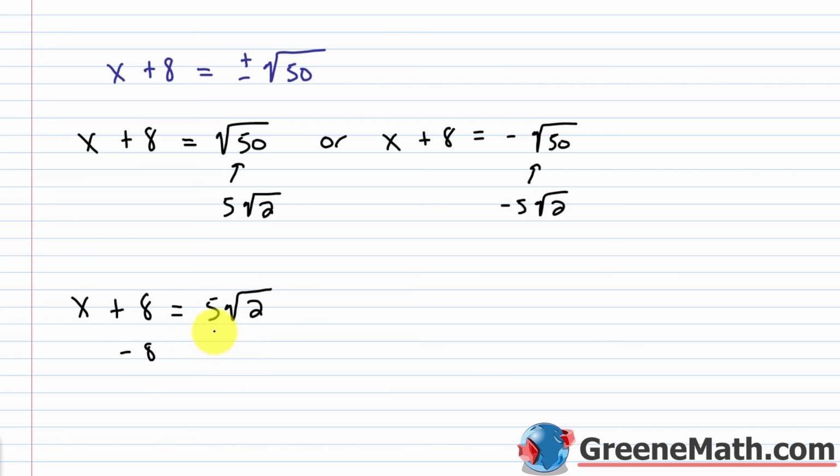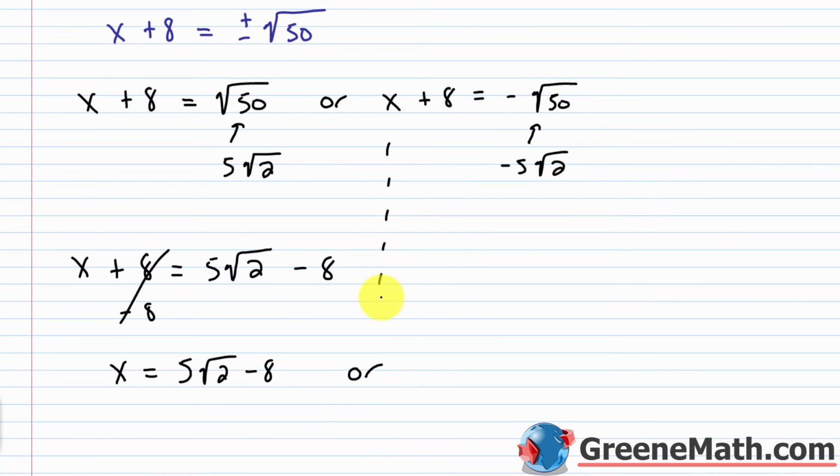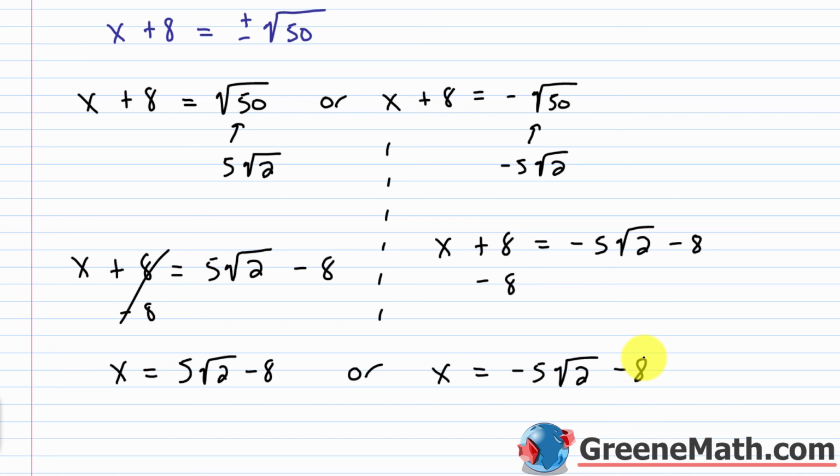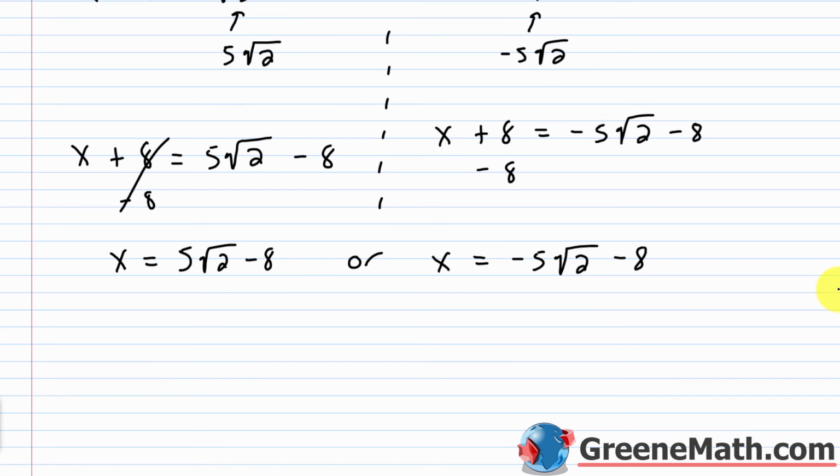We could subtract 8 away from each side of the equation. That would go away. And you'd simply be left with x is equal to 5 times the square root of 2 minus 8. Then or, over here, I would have x plus 8 is equal to negative 5 times the square root of 2. We would subtract 8 away from each side of this equation, and we'd end up with x is equal to negative 5 times the square root of 2 minus 8. Now, if you wanted to write this more compactly, what you could do, you could say that x is equal to negative 8 plus or minus 5 times the square root of 2. So this accounts for 5 times the square root of 2, and it accounts for negative 5 times the square root of 2.